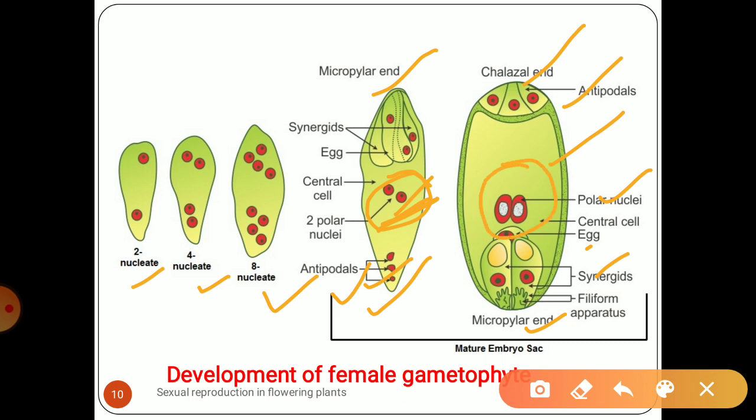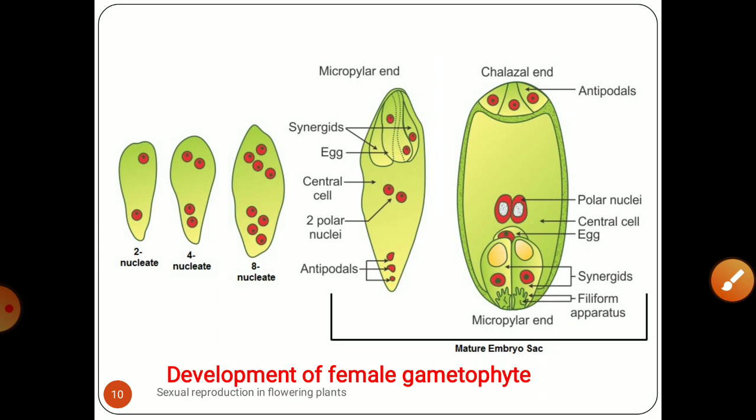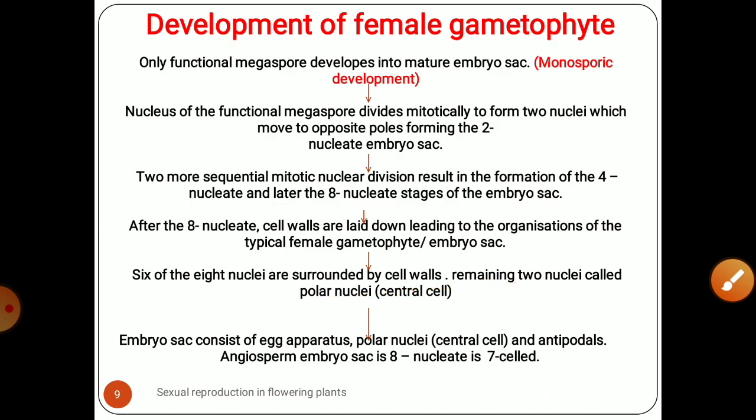Here you can also see one more structure, finger-like structures, which is called the filiform apparatus. This filiform apparatus has only one function: it is believed that it guides the pollen tube, which contains the male gametes, towards the egg cell. So this is the basic function of the filiform apparatus. I hope it is clear. So this is the slide which shows the different steps of development of the female gametophyte.